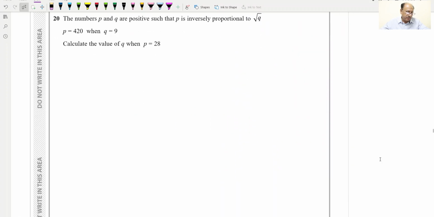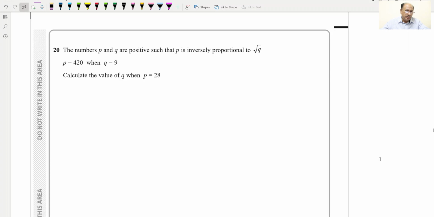Hopefully you understood this. Now question number 20. Question 20 says the numbers P and Q are positive such that P is inversely proportional to the square root of Q, and P is equal to this when Q is equal to this. So we can write an equation and add a constant.